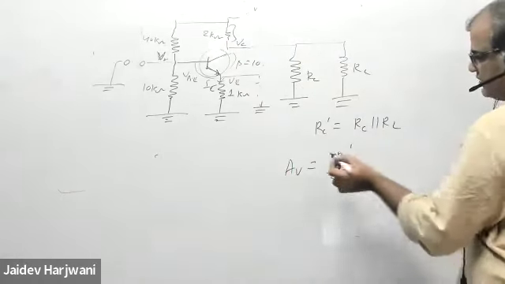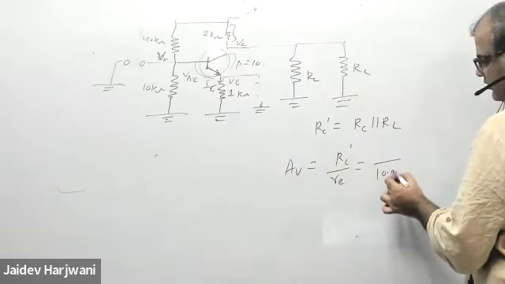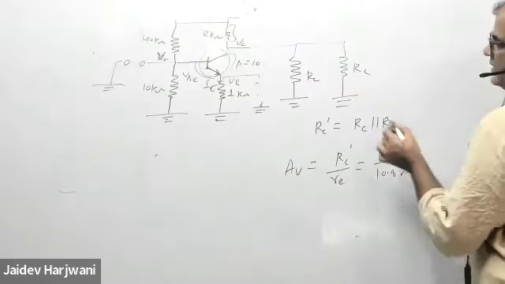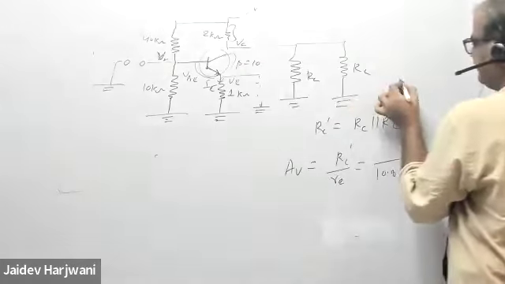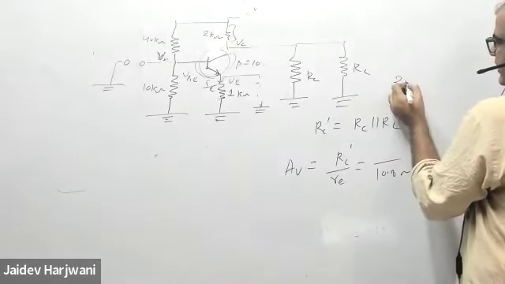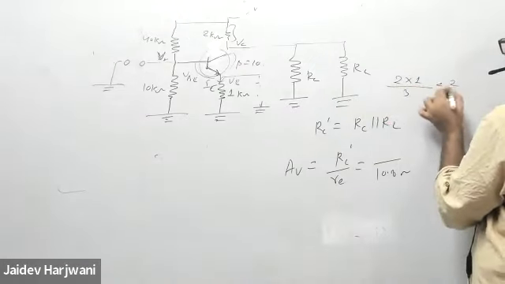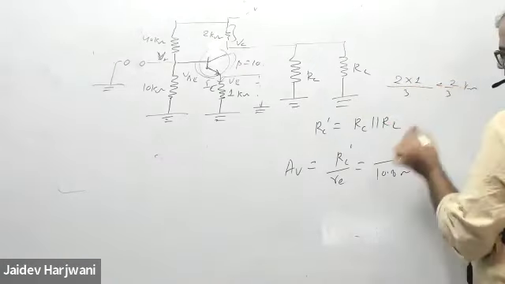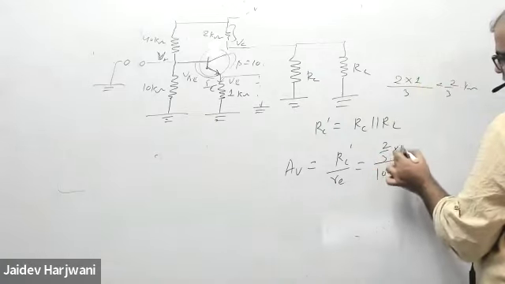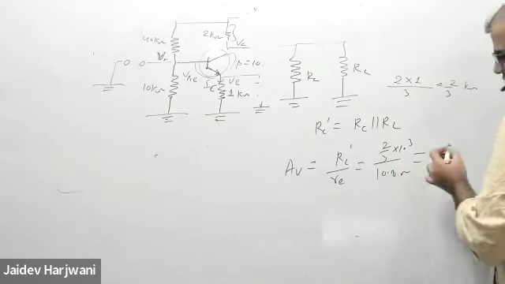AV equals RC dash upon RE. Now find out the value: this is 10.8 ohm, and RC parallel RL. RC is how much? 2 kilo ohm. So 2 into 1 kilo ohm over 2 plus 1, which is 2 by 3 kilo ohm. Tell me how much gain is coming.